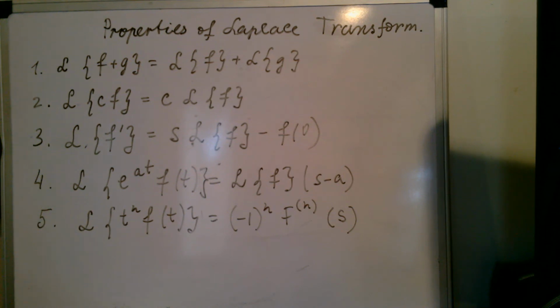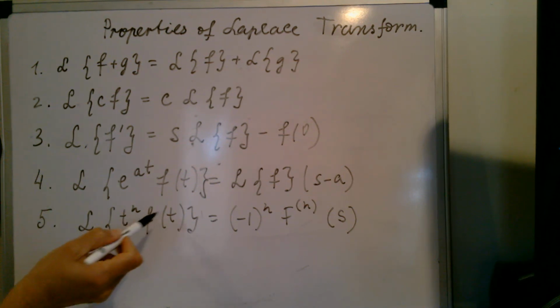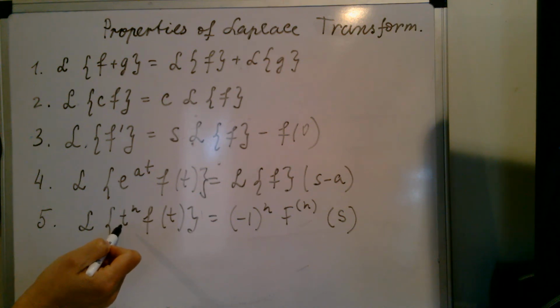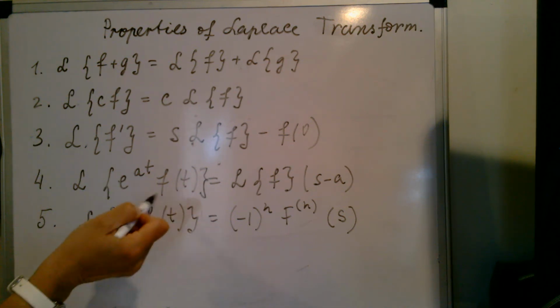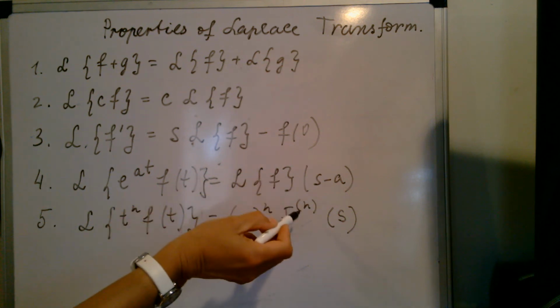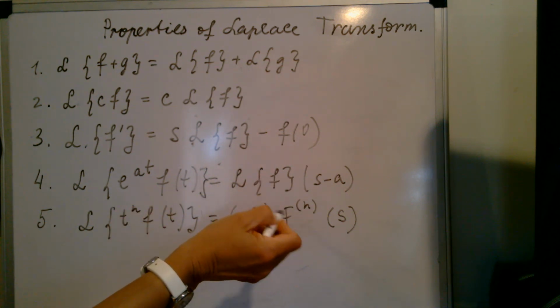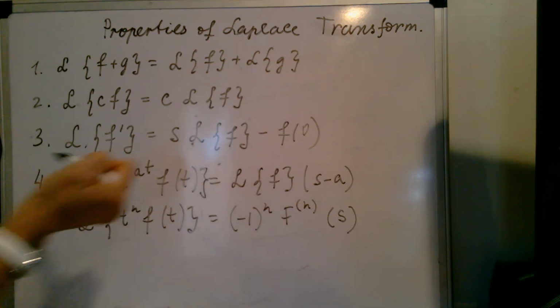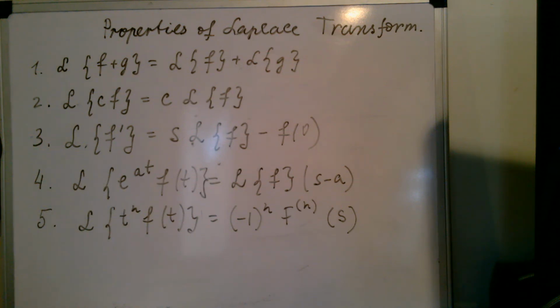And property number 5 is if you multiply your function by t to the power of n, you can actually take the Laplace transform of the function, differentiate it n times, and then multiply by -1. That's a little bit strange. These last two properties are not very obvious. I'm going to start with property number 5 and prove it. The proof is not long, but I'll need to erase everything from the board.